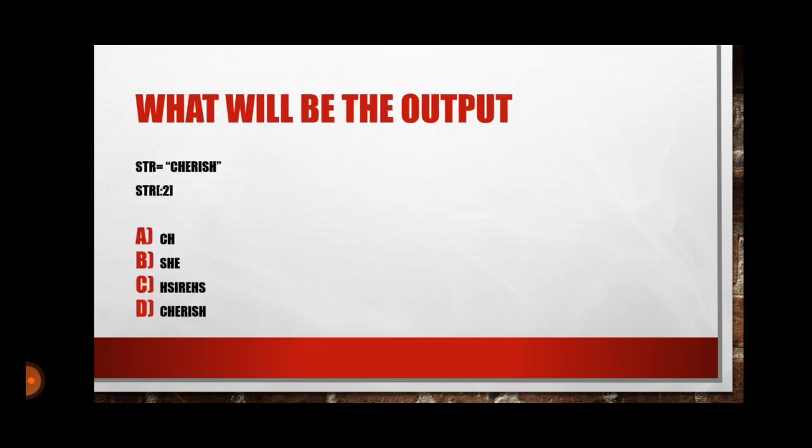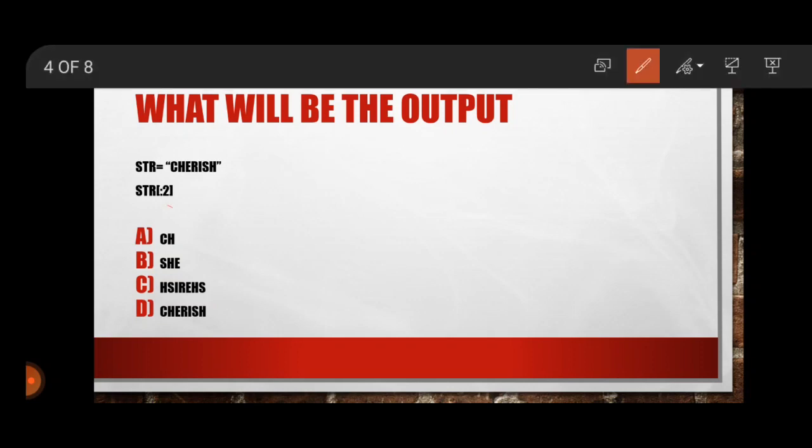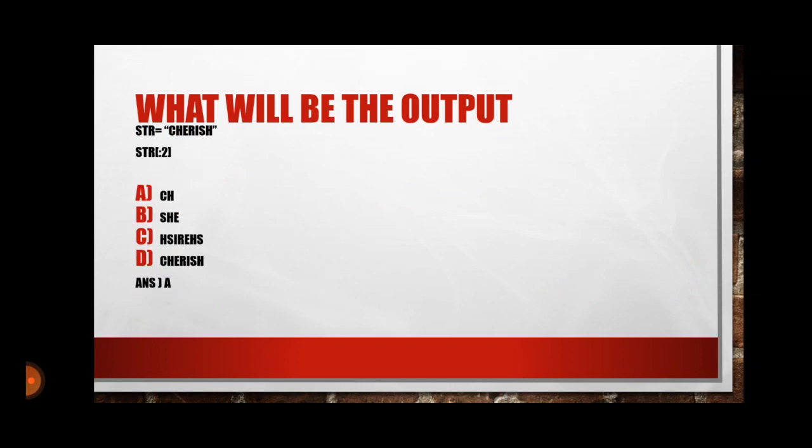What will be the output of the following code? str is equal to cherish, str[0:2]. In cherish, the 0th value is C, and the first index is H. So the statement will print from 0 to the first index value, that is n minus 1, so the values C and H get printed. The answer is A.